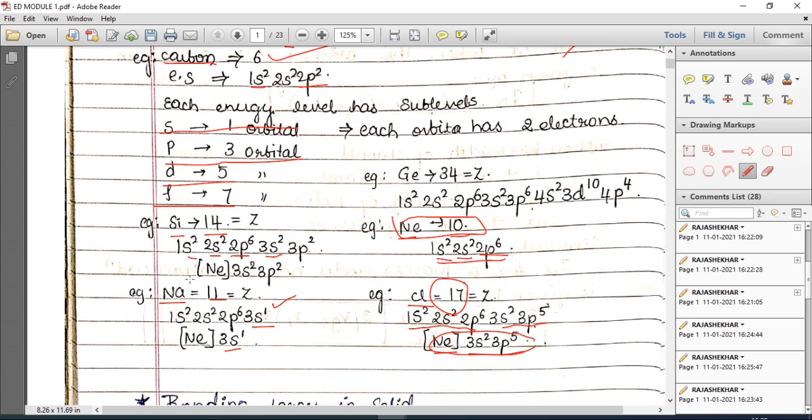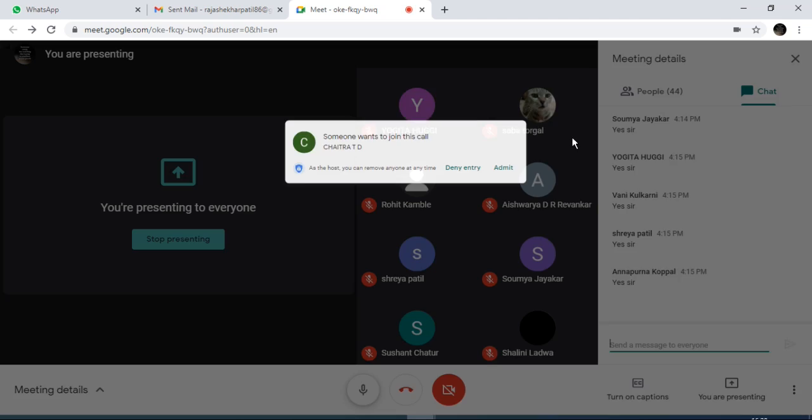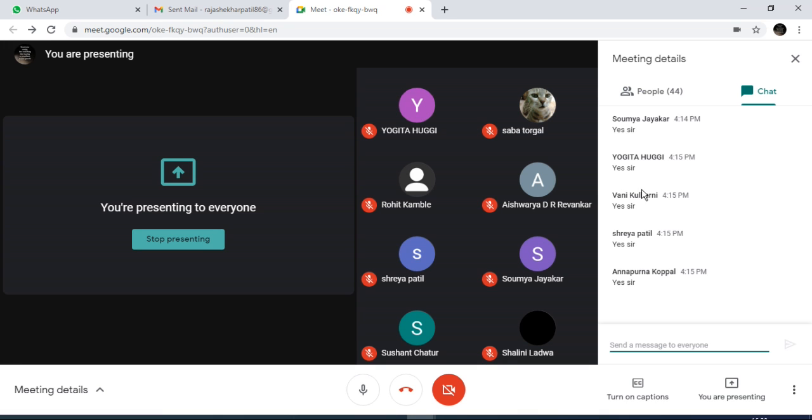So remember, the atomic number of sodium is 11, and the electronic structure is neon with 3s¹. Similarly, the atomic number of chlorine is 17, and the electronic configuration is neon with 3s² and 3p⁵. I hope it is clear for everyone about the electronic structure.